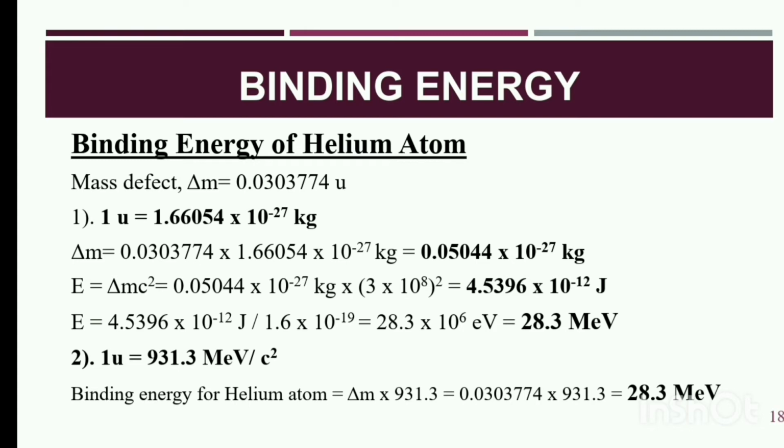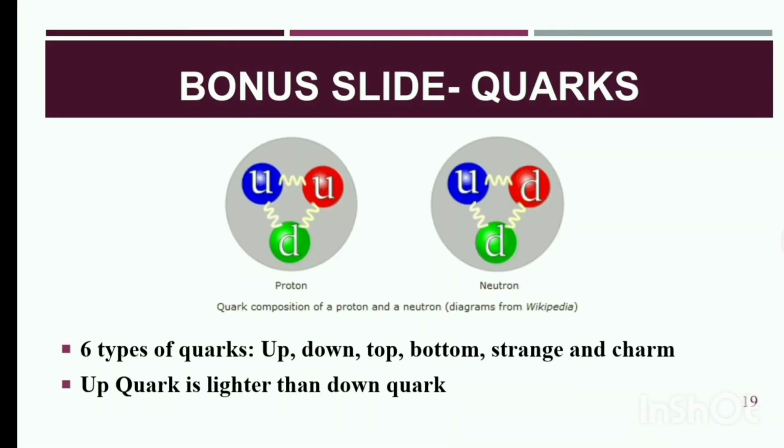That is ΔM × 931.3 is equal to 0.0303774 × 931.3 is equal to 28.3 mega electron volts. So here you can see that in both the cases we got the same binding energy, that is equal to 28.3 mega electron volts. I hope that you guys now know how to calculate the binding energy. That brings me to my last slide.